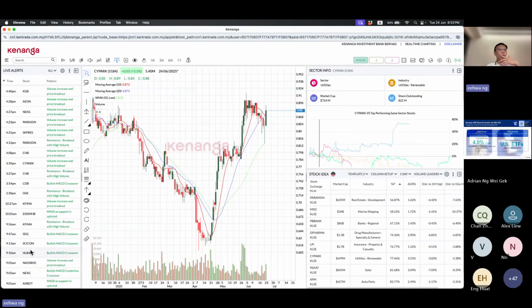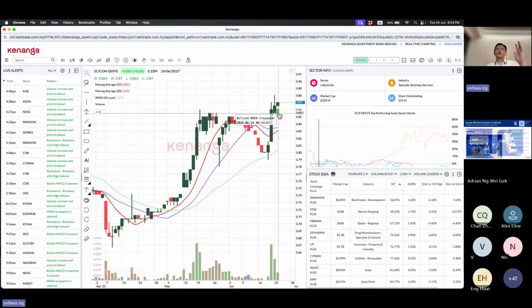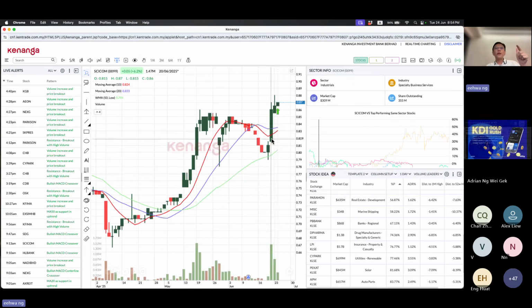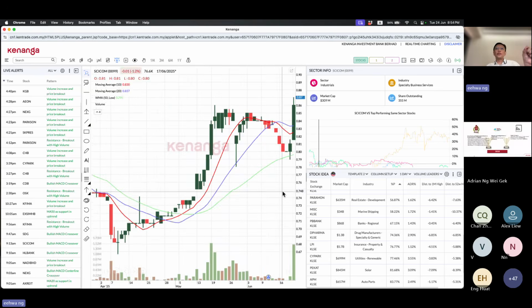Let's take a look at SciCom. Okay, now SciCom, today it shows you an alert but if you take a look at the chart, right, it already ran up, so you don't want to buy at a high. So if it triggered on this day, it will be wonderful. Then you will be early. Now guys, doesn't this chart look like SciPark?